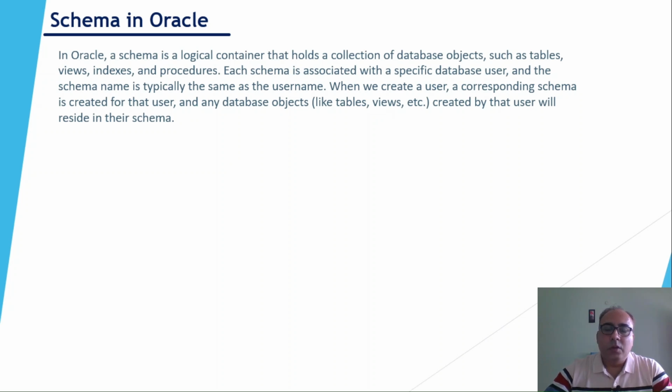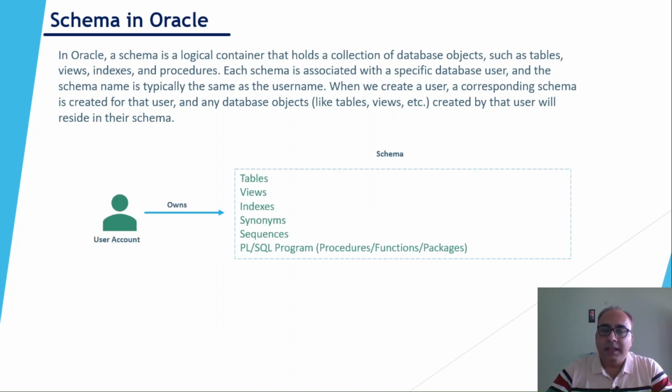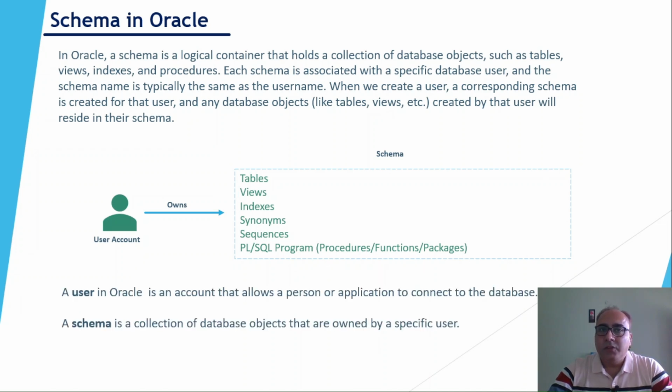So if we look at the architecture, schema holds all the database objects like tables, views, indexes, synonyms, etc. And the user account owns those objects. So in a nutshell, users own schemas. A user is an account that allows a person or application to connect to the database, whereas schema is a collection of database objects owned by a specific user.